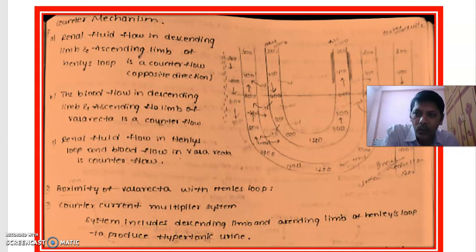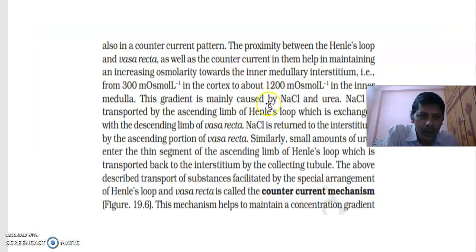Next, what about the urea? Earlier we talked about this. Two substances play an important role here. One is urea, another one is NaCl. Now I told you how the NaCl present in the loop of Henle multiplied the osmolarity. The main part involved in multiplying the osmolarity is the loop of Henle. What is coming out of the loop of Henle here? NaCl. Because of NaCl, the interstitial osmolarity increases.